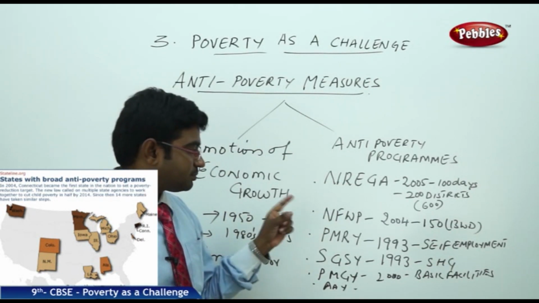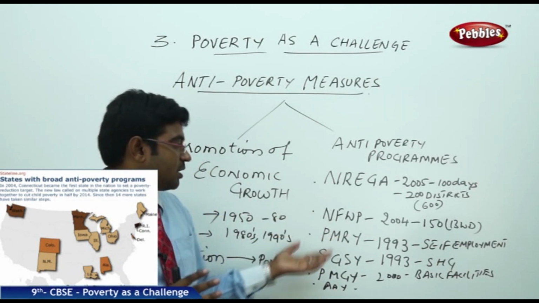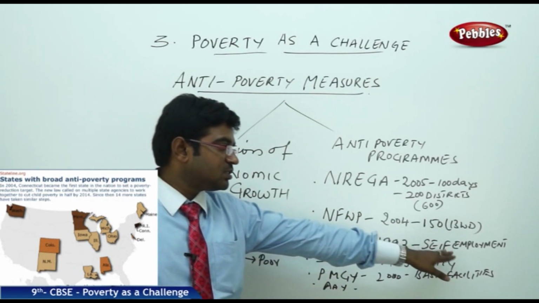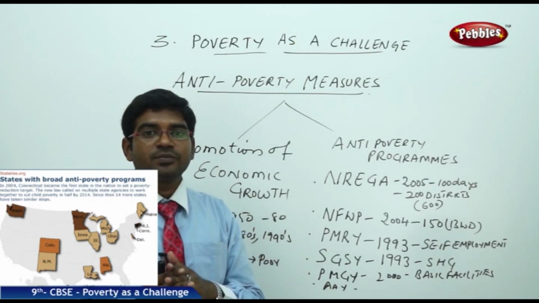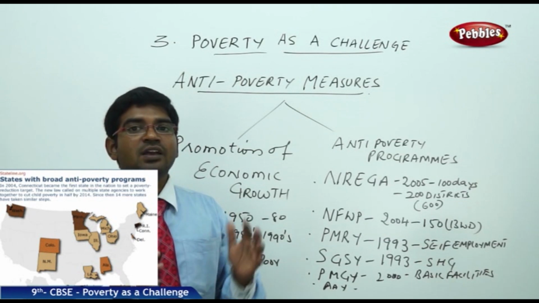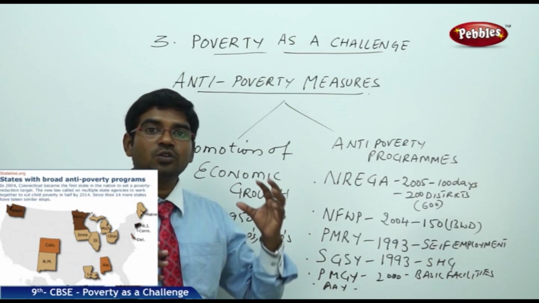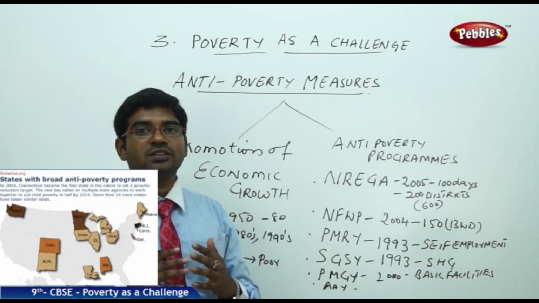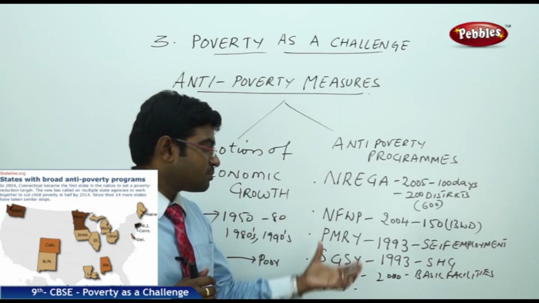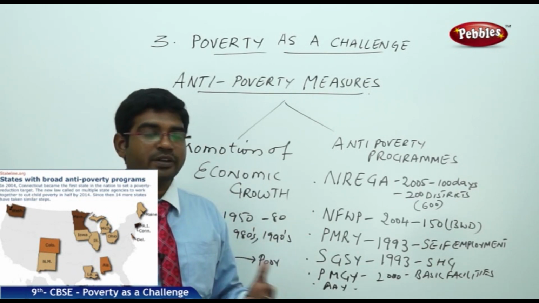Moving on to the next one, Pradhan Mantri Rozgar Yojana, PMRY. This program was started in 1993 for educated youth to give them self-employment by providing a subsidized loan, which the government assures so that they can get a bank loan and start their own business or small scale industries. This will give them employment opportunities so that they can improve their living standard and fall out of the clutches of poverty.